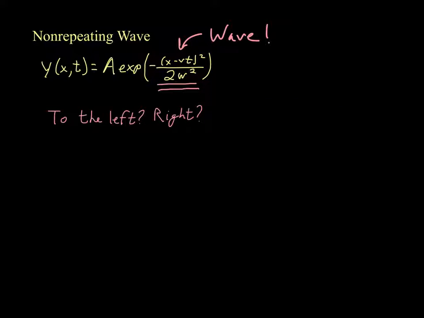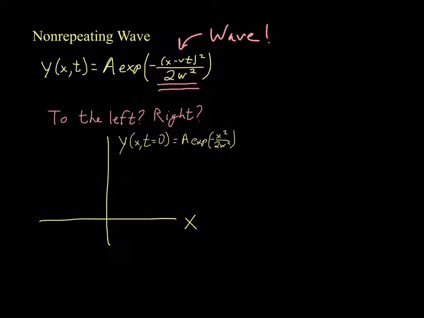So how do we tell which way the wave is traveling? First, let's construct a plot of the function as a function of x with t equals 0. That way we get rid of the time dependence for now and look at the initial wave. What's good about this is that the shape of the wave doesn't change with respect to time. So the shape will be the same, but where it is on the x-axis will change.